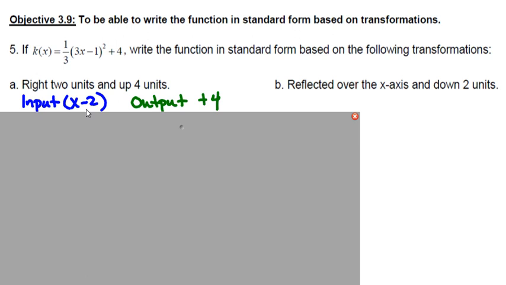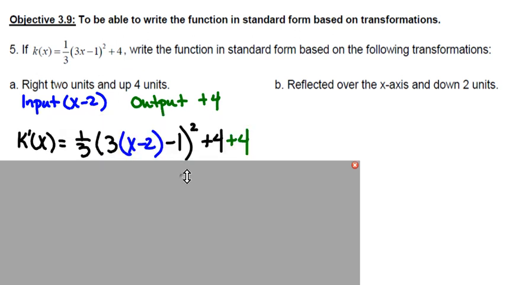So we're going to take the input changes and put them into the inputs where it's being affected, and the output change and place that where it's being affected in the equation. So at this point, we just have to follow our order of operations to simplify the function and put it into standard form.